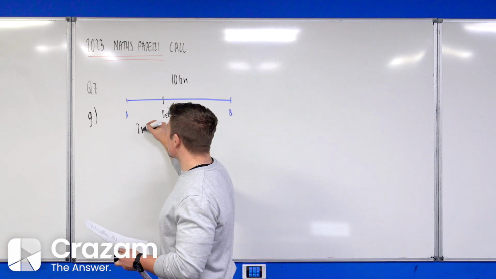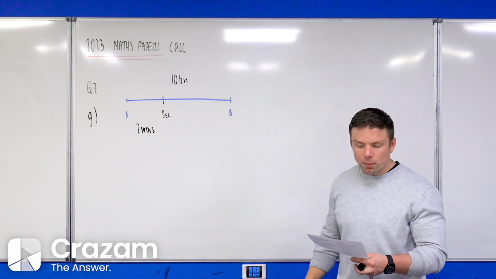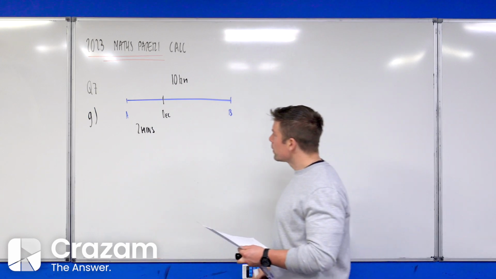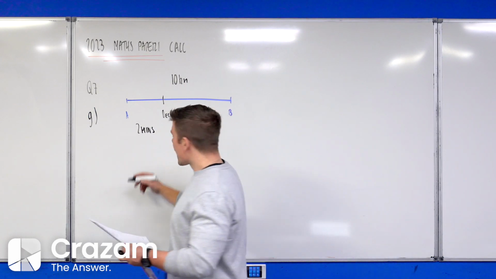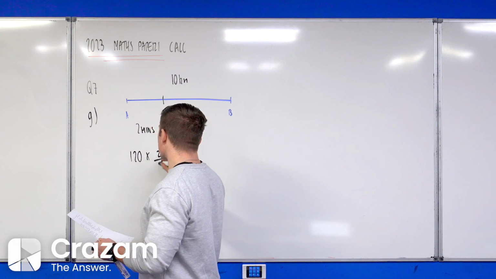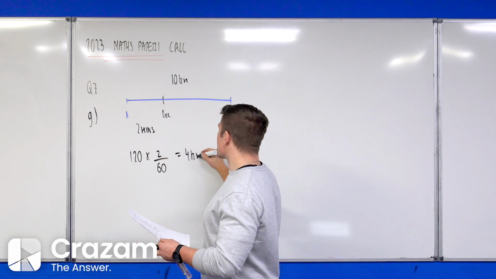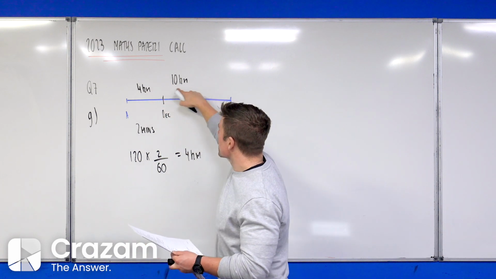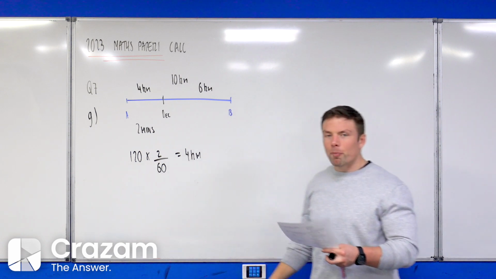So this part of the journey here is 2 minutes, and that's no problem whatsoever. How do we find out how far he's travelled? Well, knowing that he was going at 120 kilometres per hour, if you say 120 kilometres multiplied by 2 over 60, that actually gives you 4 kilometres. So not only is that 2 minutes, but that's 4 kilometres, which means that this part here must mean he's got 6 kilometres remaining to get to B.